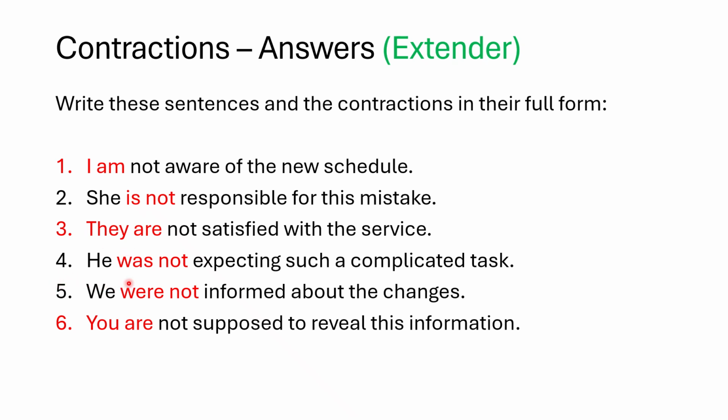4. He was not expecting such a complicated task. Wasn't, in its full form, is was not. 5. We were not informed about the changes. Weren't, in its full form, is were not. 6. You are not supposed to reveal this information. You're, in its full form, is you are.